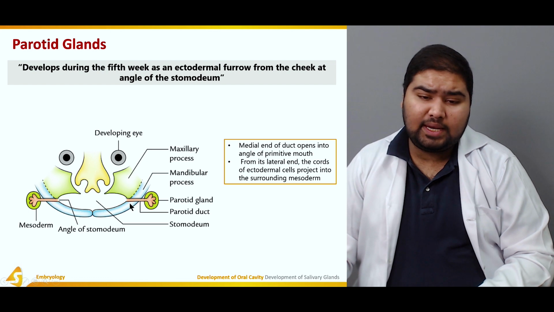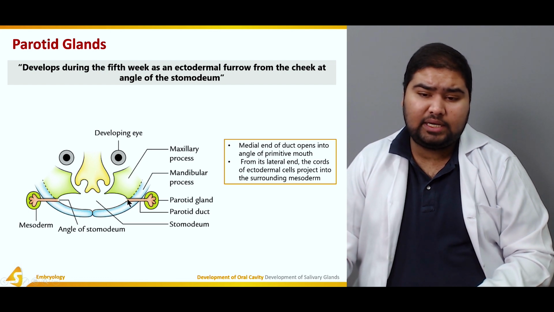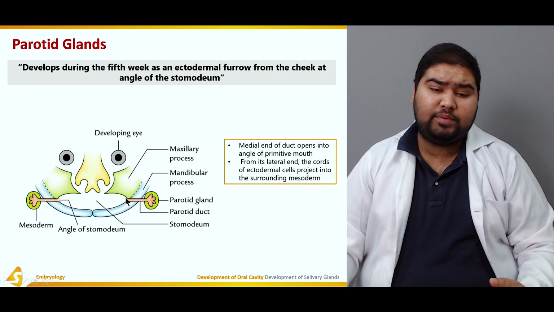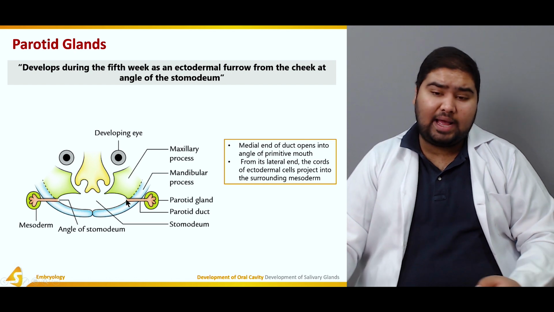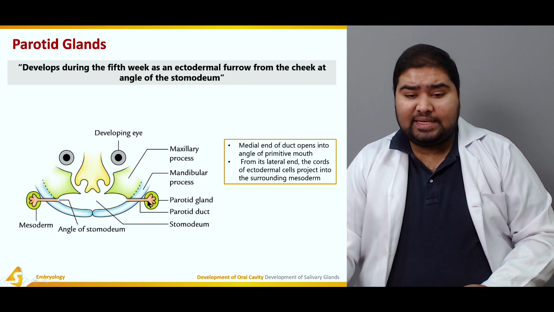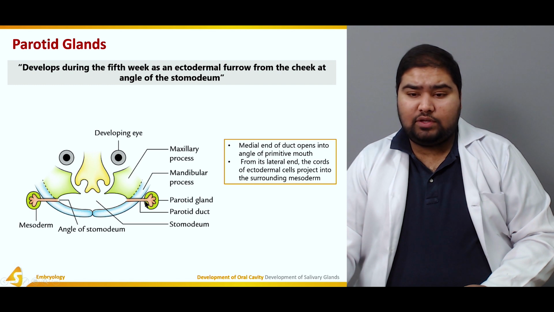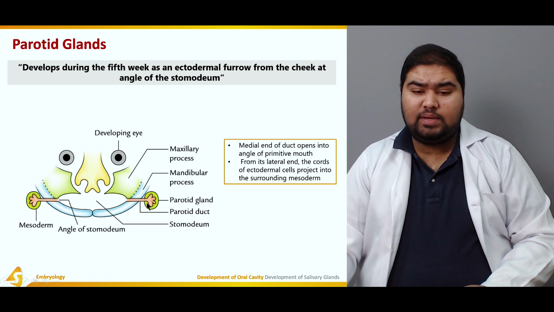Now the medial end of the duct, this is the medial end, opens into the angle of the primitive mouth. This is the angle of the primitive mouth. This entirety is the primitive mouth, and this is the angle. From its lateral end, this is the lateral end of the cord, the cords of ectodermal cells project into the surrounding mesenchyme.